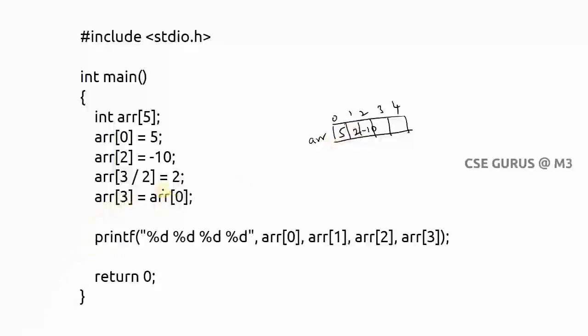Now array of 3 equals array of 0. You can assign like this. What is array of 0? 5. 5 will be assigned here. So like this you can assign the values and print here. So you'll get the output, that is 5, 2, -10 and 5. So like this it will print as output.